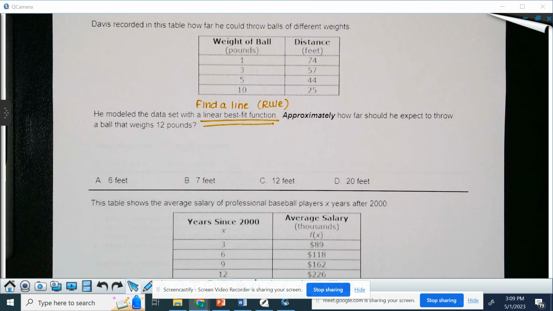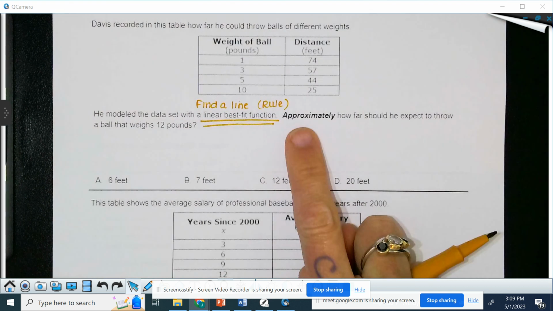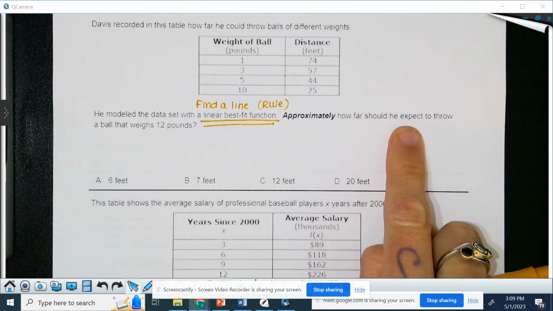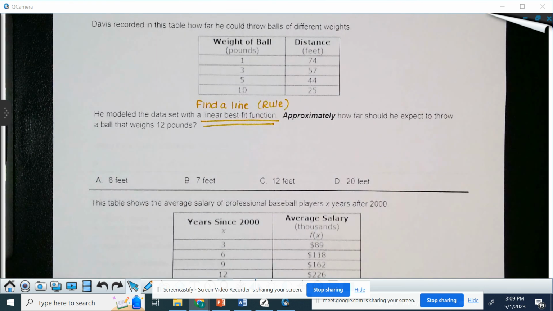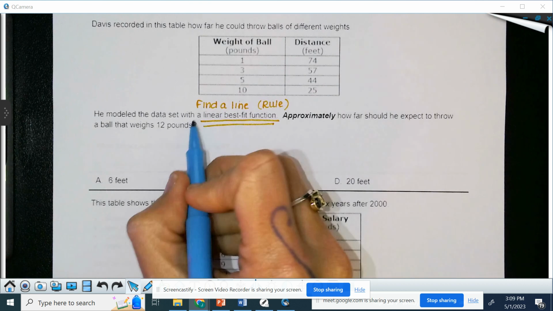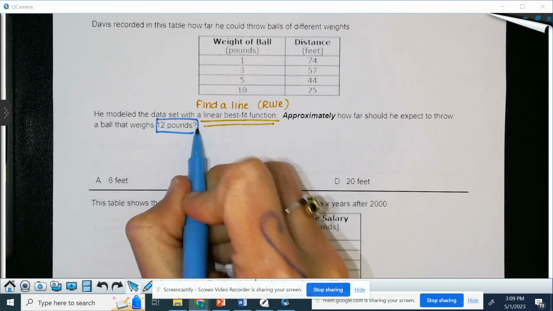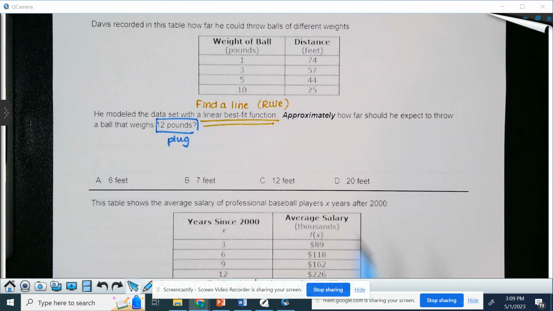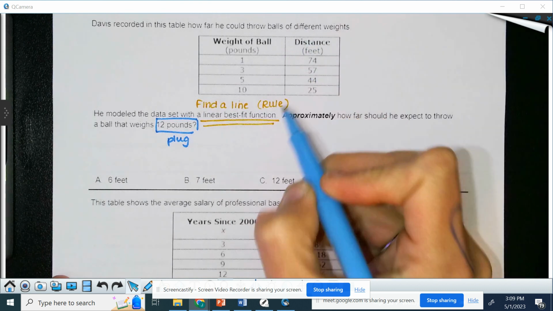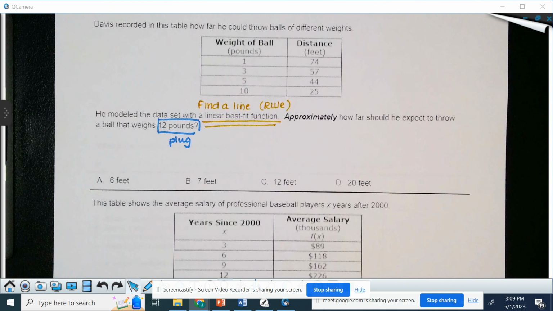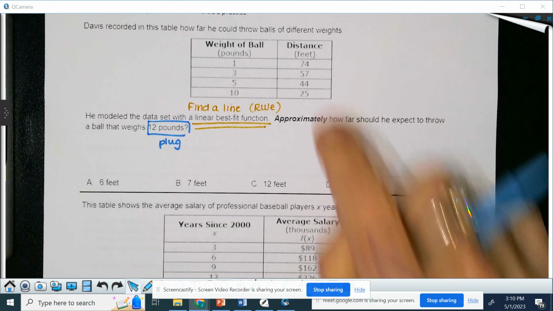The question they're asking is approximately how far should he expect to throw a ball that weighs 12 pounds? That 12 is very important. Since we're going to find that, we need the line of best fit, and then we're going to plug in. These are the actual weights of balls and actual distances. We're going to make a rule that's going to help us predict the future if that pattern stays.